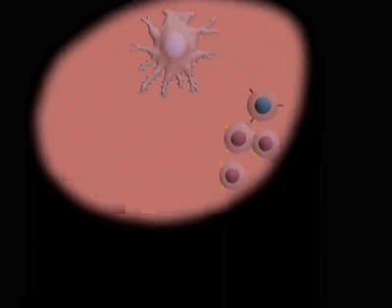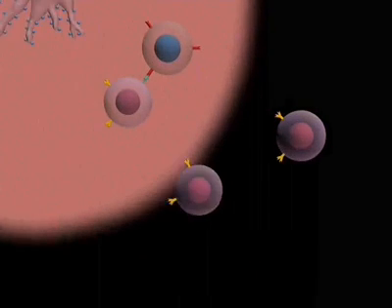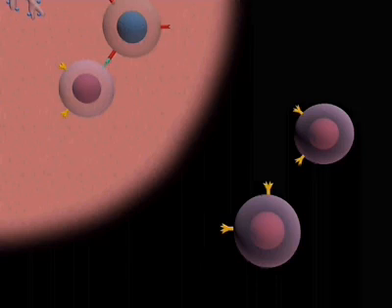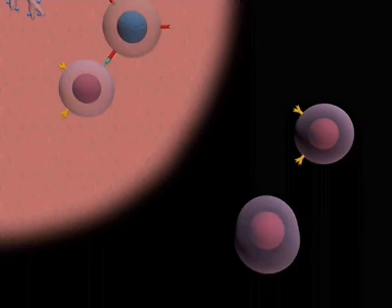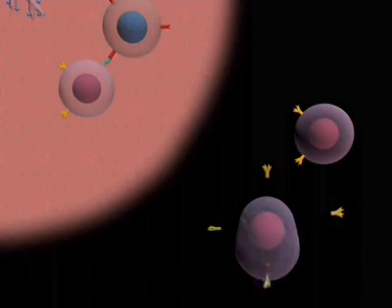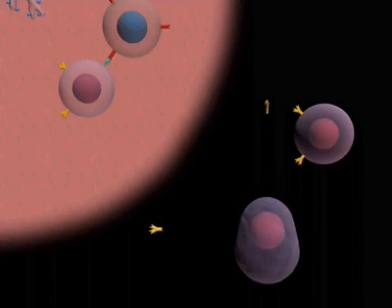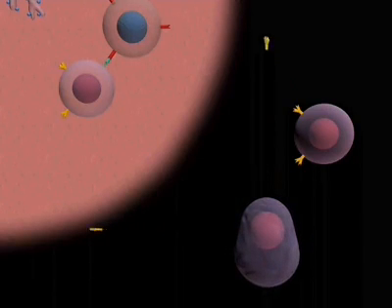B cells leaving the germinal center may become antibody-secreting plasma cells or memory cells. As a consequence of these processes, the affinity of the antibodies tends to increase during an immune response, and this is associated with a switch to production of IgG, IgA, and IgE.